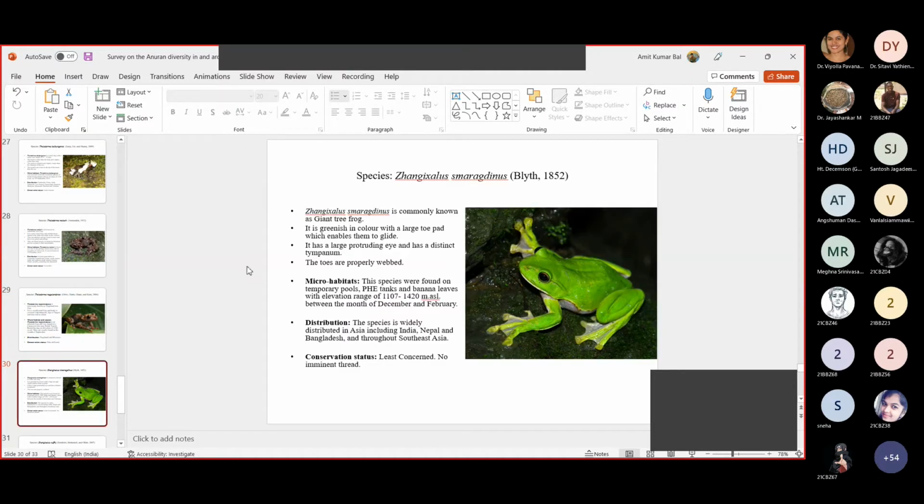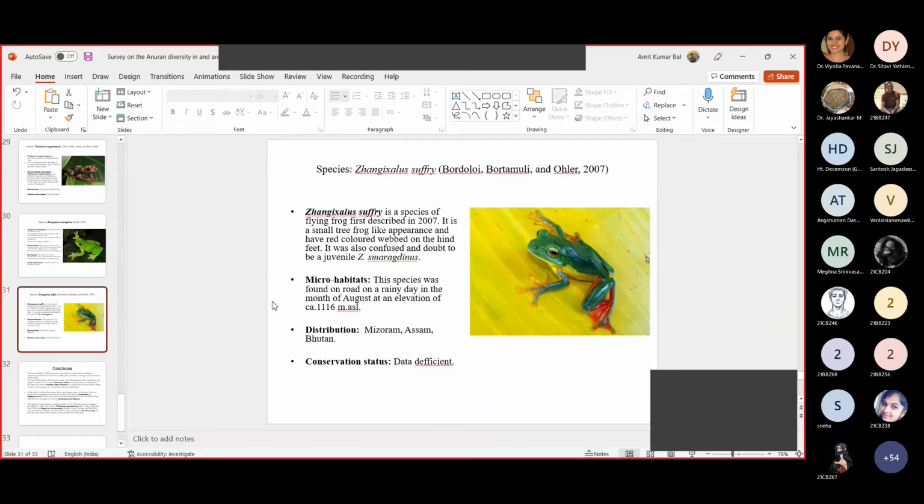Next, we have the Zhangixalus smaragdinus. It is a giant tree frog, green in color, with protruding eyes and toes are properly webbed. This species is widely distributed in Asia, including India, Nepal, and Bangladesh, and throughout Southeast Asia.